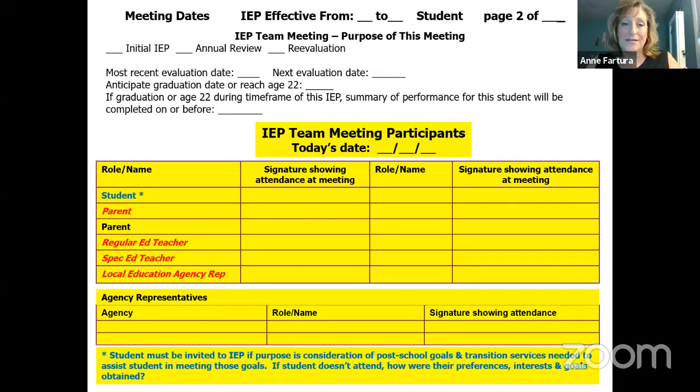And it's a great way to get youth used to the idea that this is about them. And so nothing should be about them without them.